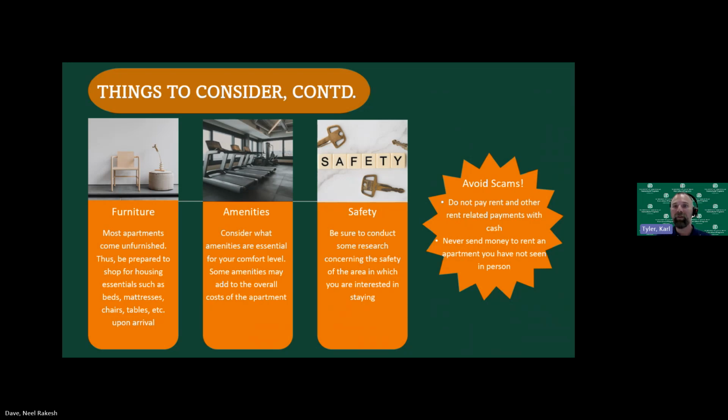Others would be whether the apartment allows pets or not. Most of the time they will, but there will be some associated fees, and my colleague Kushali in a moment will be talking about those.